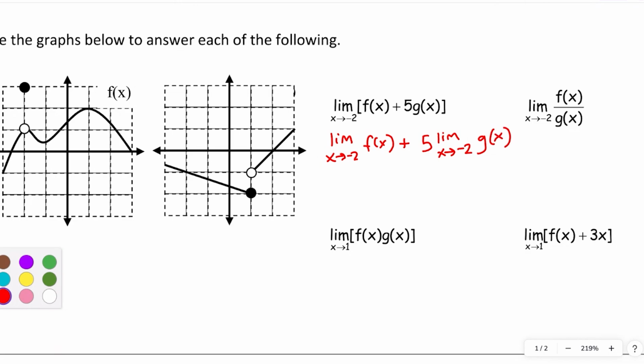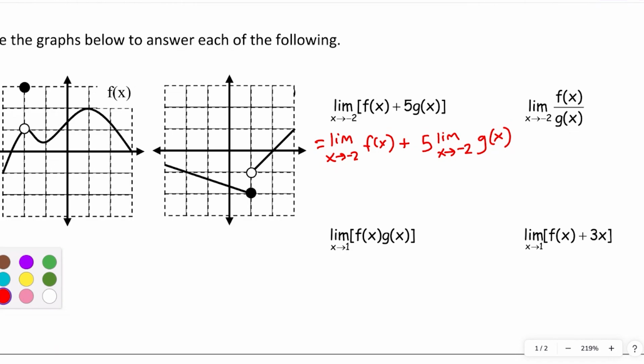Now, as you're trying to evaluate this, what you want to do is find the limit as x approaches -2 of f of x, and that's what this equals. Then find the limit as x approaches -2 of g of x, multiply that by 5, and add them together. It works just like how you might think it would work. There's not really anything too weird here. So let's evaluate these limits.